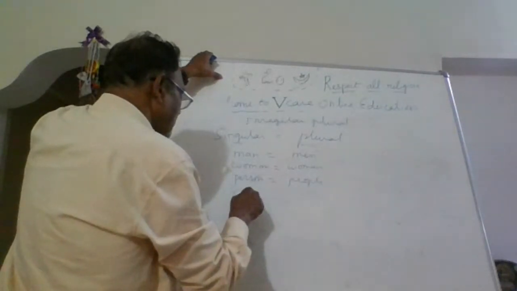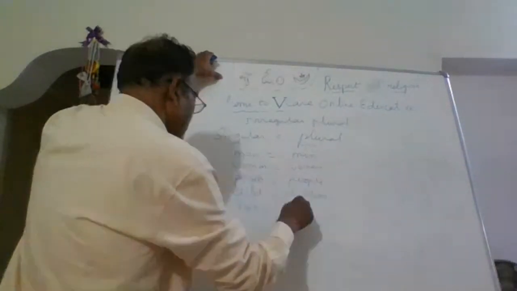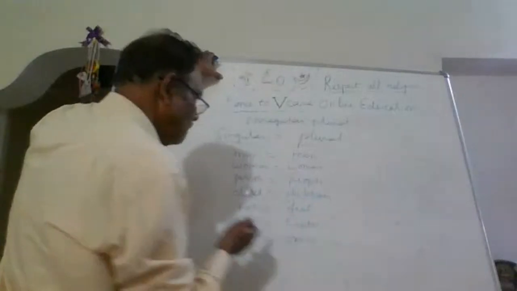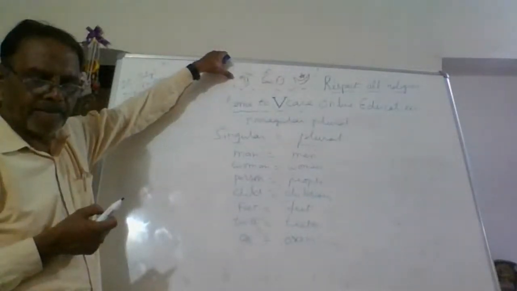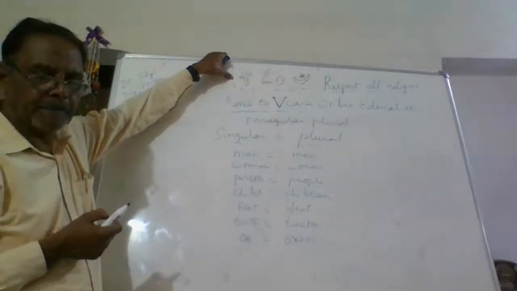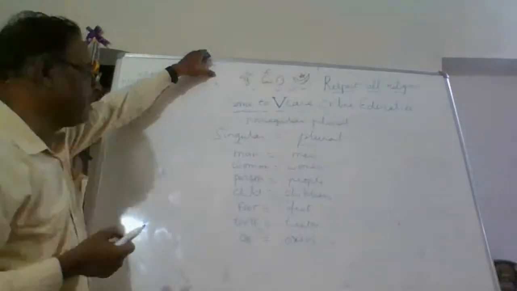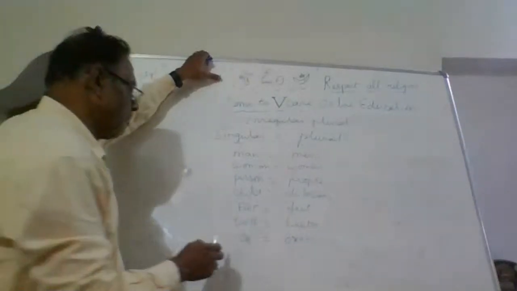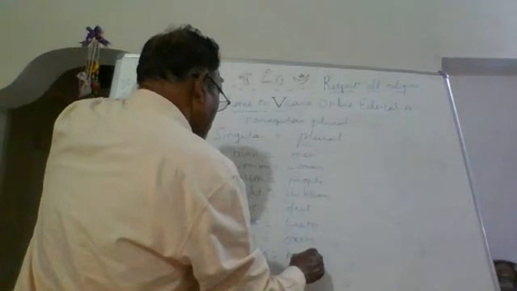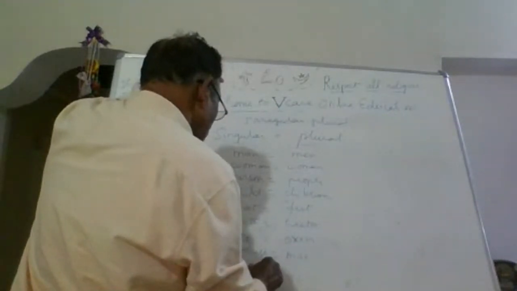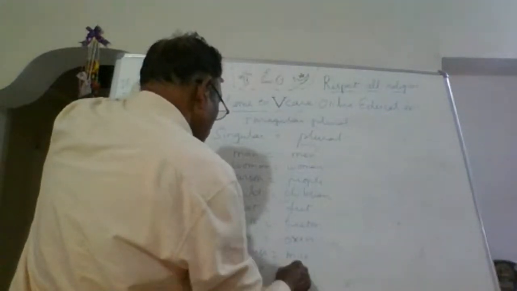Here I write child, the plural is children. Tooth becomes teeth. Here I write ox, it will become oxen. There are many more things. One more thing: here I'll write mouse, it is mice. Here I write goose, it is called geese.